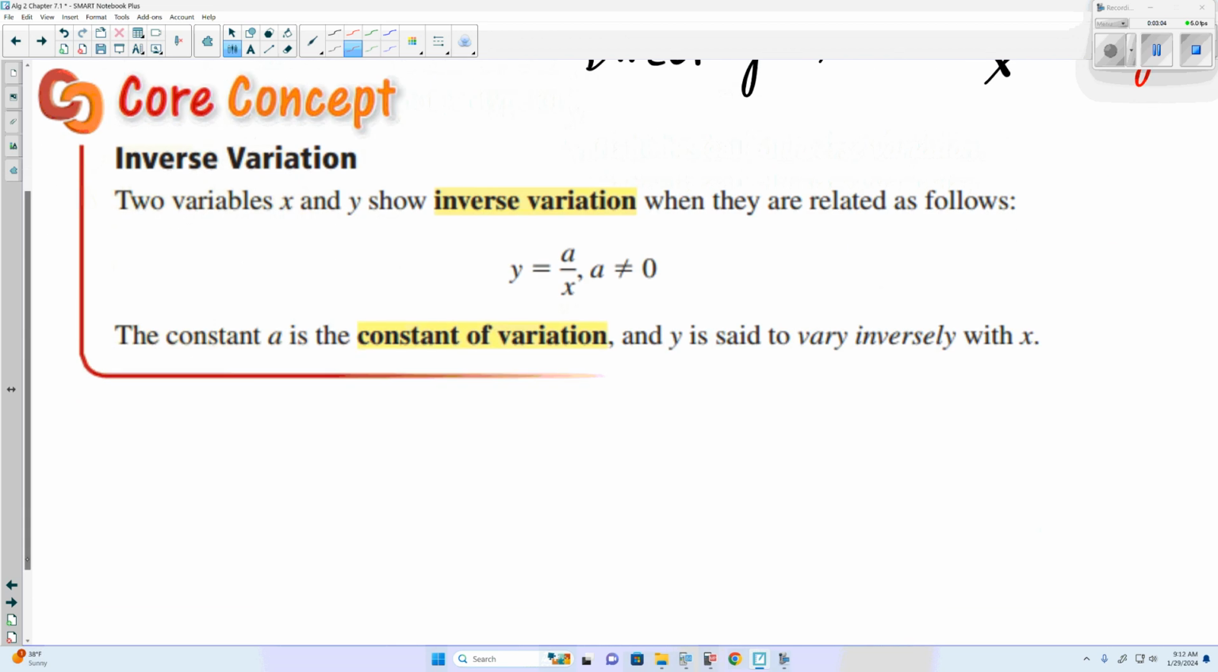Two variables, x and y, show inverse variation when they relate as follows. y is equal to a divided by x. Or we can solve this for a by multiplying both sides by x, which tells us that y times x is equal to a. These are the two main ways we can have inverse variation.